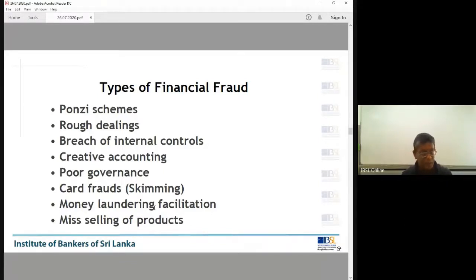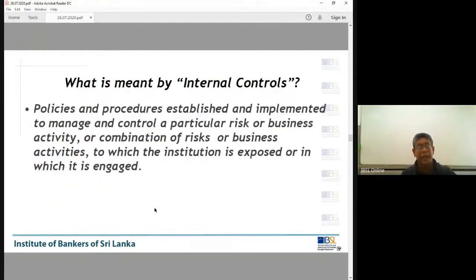That was the types of financial fraud, very briefly. Now we are going to discuss another important thing, internal controls. Every organization has internal controls. Can you remember now, because of weak internal control, what type of risk an organization is going to face? Credit risk, market risk, liquidity risk, operational risk. Operational risk, right?